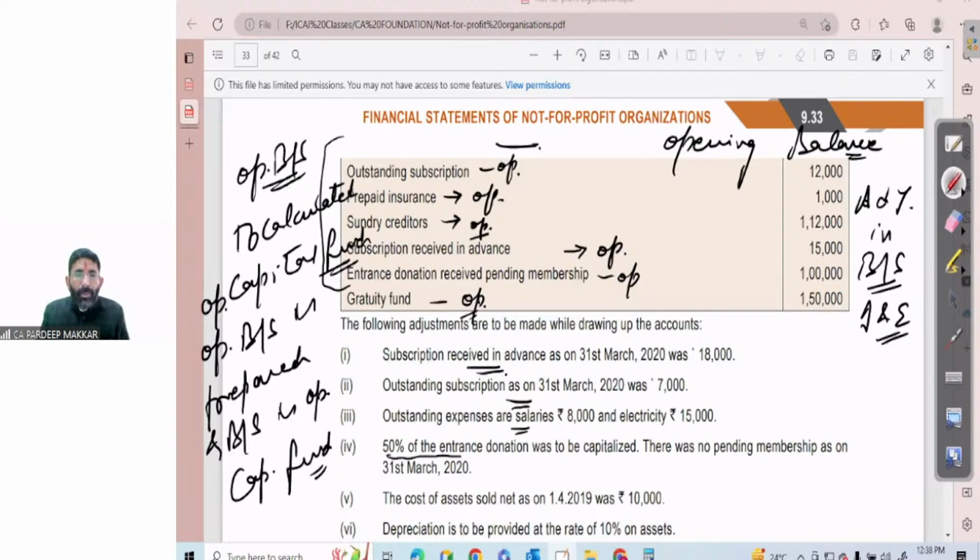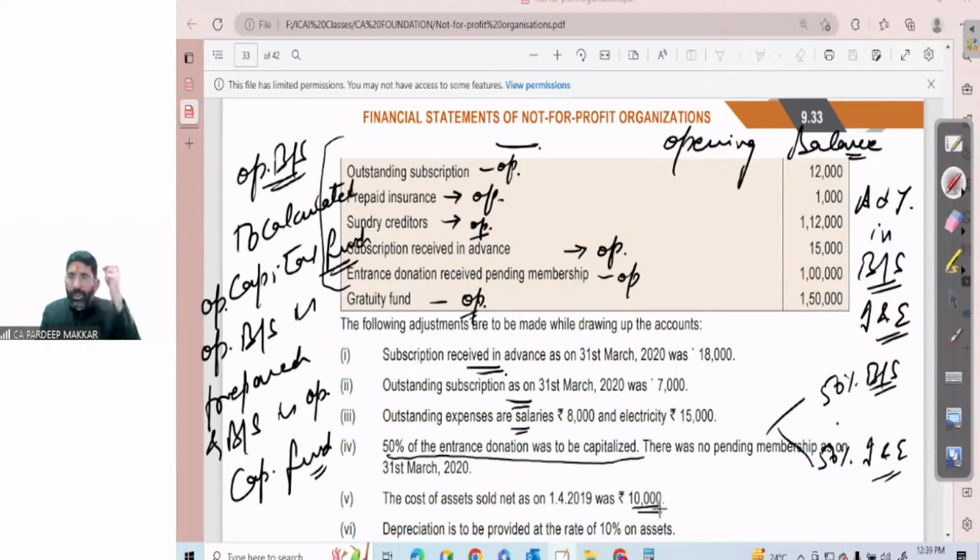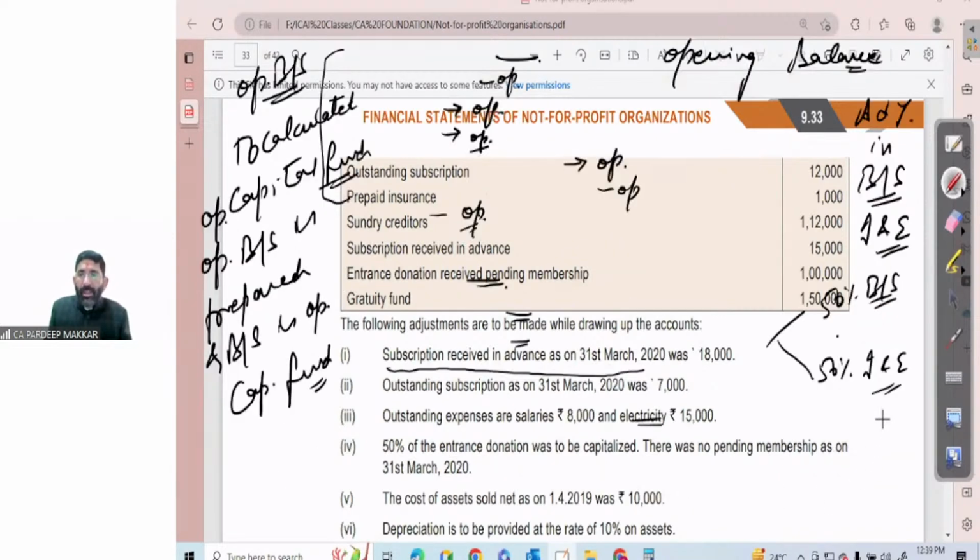This is given: 50% of the entrance donation was to be capitalized. So it means 50% will go to the balance sheet, 50% will go to the income and expenditure account. So opening cost of assets sold is also given to you. So we can get the profit or loss on sale of assets, so that we can enter that loss or profit in our income and expenditure account, beta.